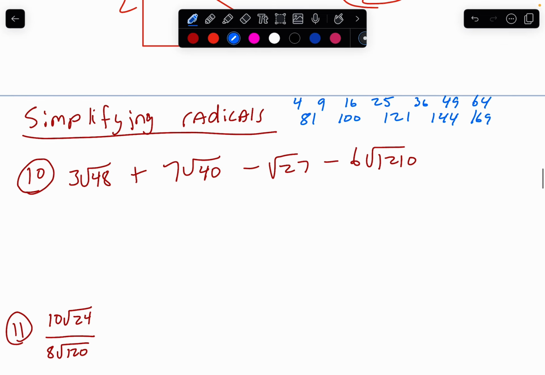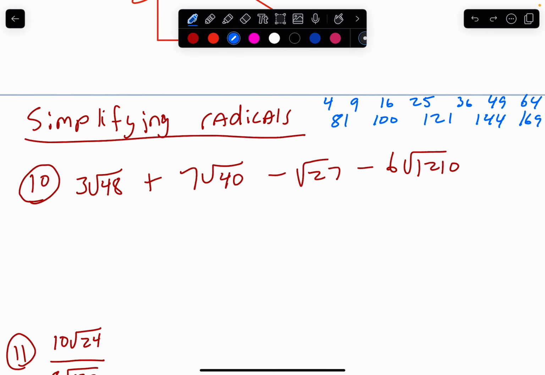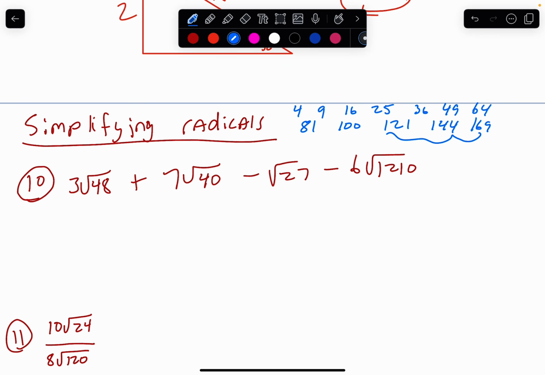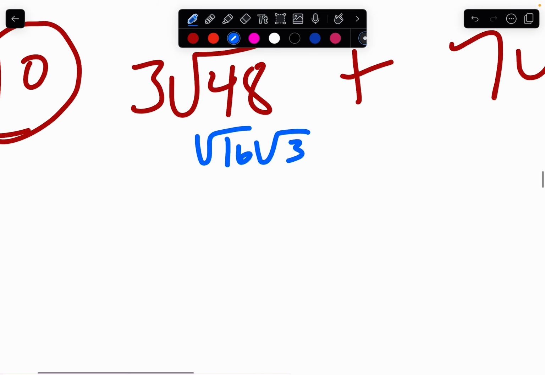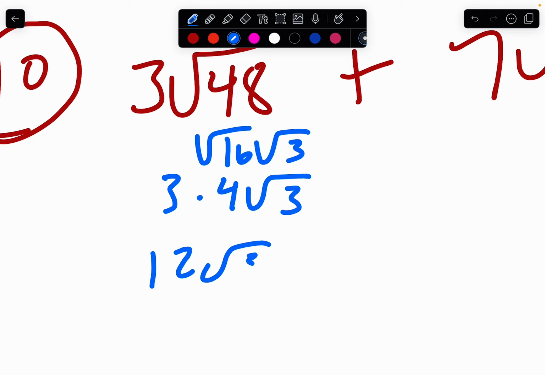So those are the numbers we're trying to figure out: do they go into these radicands? And if they do, we're going to pull them out. So 48, I would start at the end and work backwards, but you're going down this list in your head. Well, 48, you'd have to start with 36 because all the other ones are already bigger, but 16 goes into 48. So this would be root 16 times 3. Well, the square root of 16 is whole number 4. And there's already a 3 in front. So this is 12 root 3.